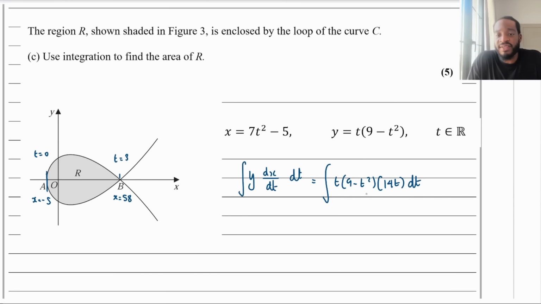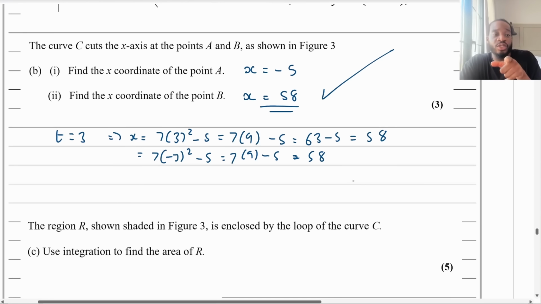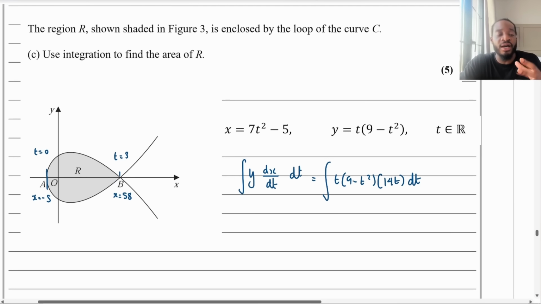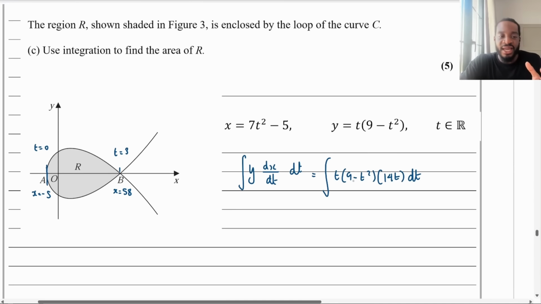In terms of integration itself, we'll just expand this in a bit and then integrate with the power rule. This is easy integration. The question is, what are the limits? Remember what we did in part B, when we plugged t equals 3 and minus 3 into x, we got the exact same value, x equals 58. This just goes to show that this graph is symmetrical about the x-axis. It's pretty clear, but you want to be sure and rigorous when you're doing these types of questions in an exam.